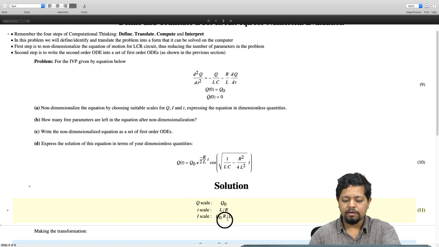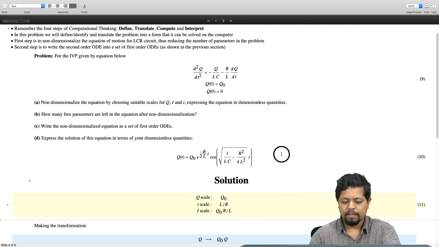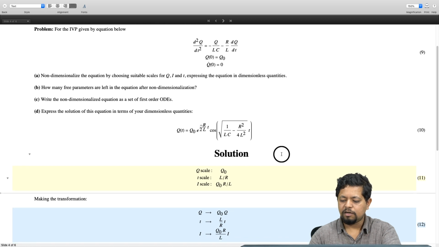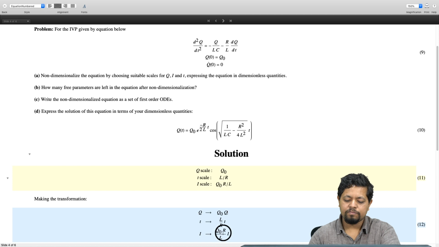So let me go ahead and substitute this in this set of equations. And when I do that, rather than introducing new variables which are dimensionless, it's always easy to make the following replacement. Replace q by q naught q, where this q was dimensionful q, and after replacement this q becomes dimensionless q, and q naught contains all the dimensions. Same thing for time. The time here is dimensionless time. L by R contains the dimensions of time. This I is dimensionless I, and q naught R by L contains the dimensions of current.